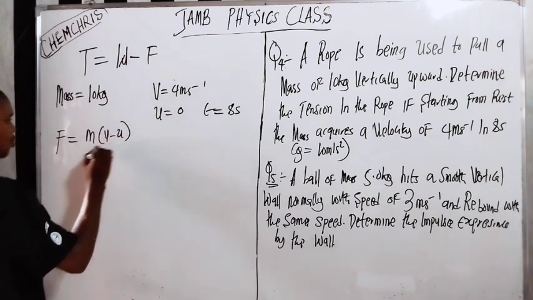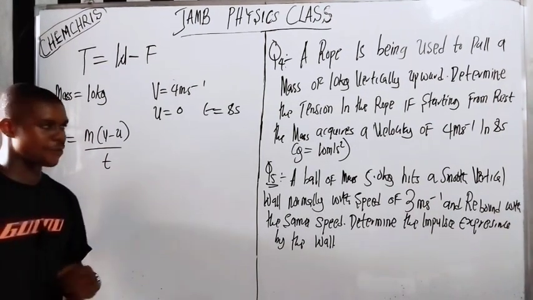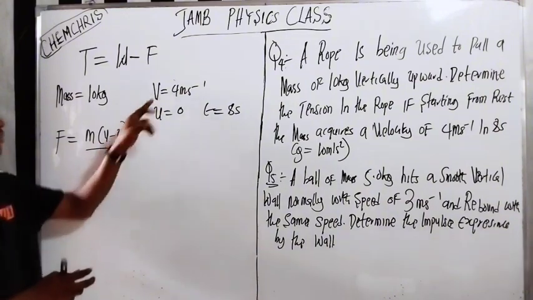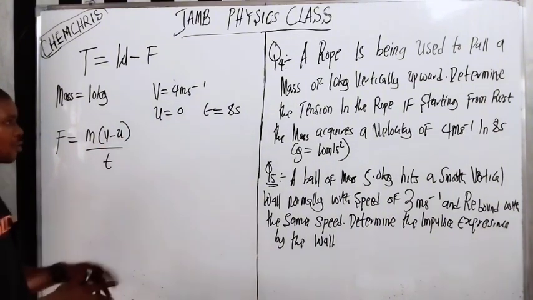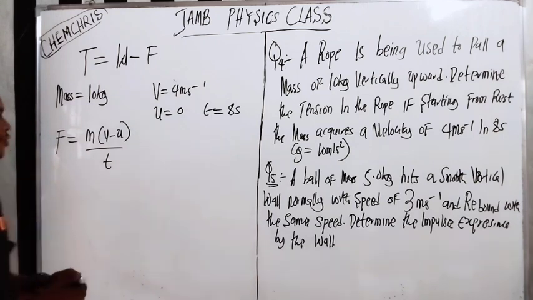mv minus u over t. Now if I ask, why are we going to use this formula here? The reason is that I know my mass, I know my final velocity, my initial velocity is 0, and my time is 8. So I can easily calculate my force.